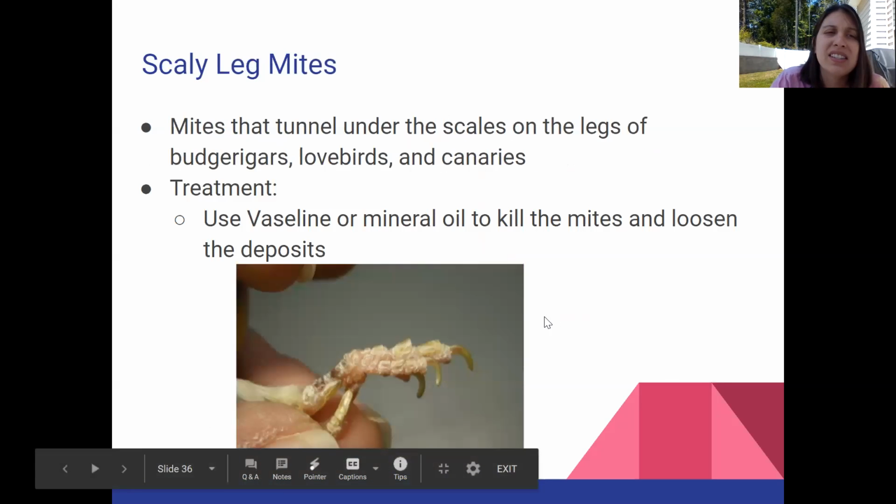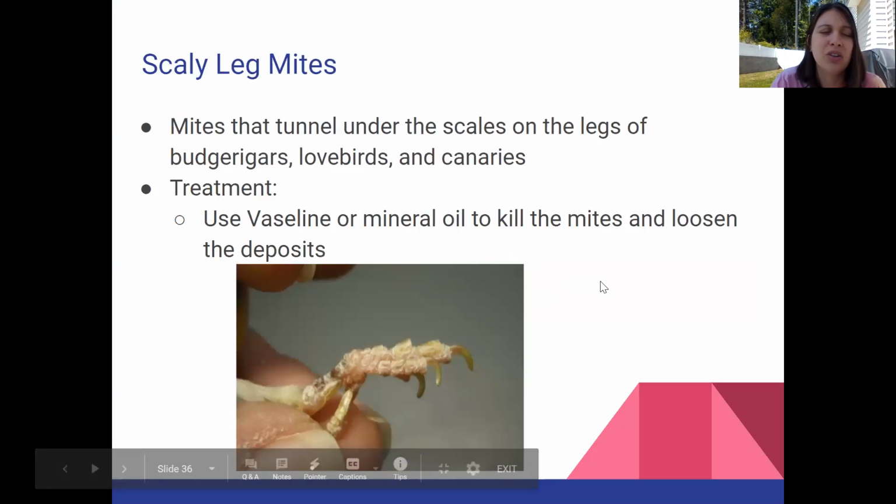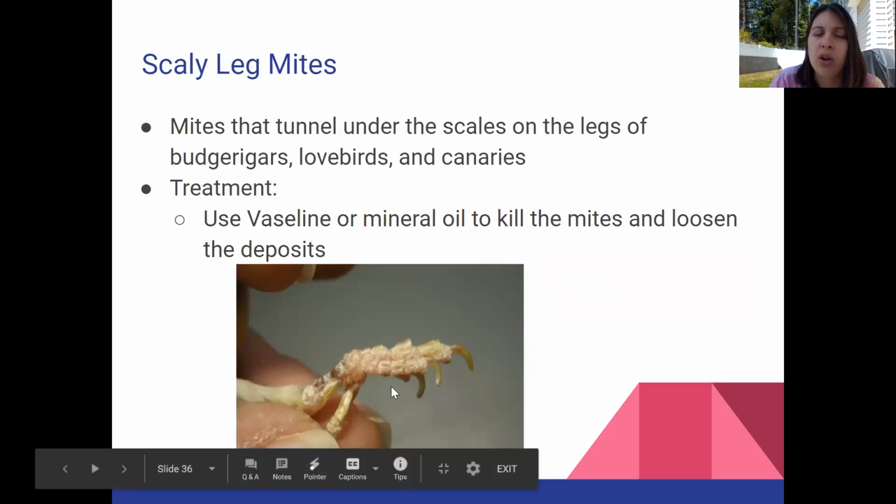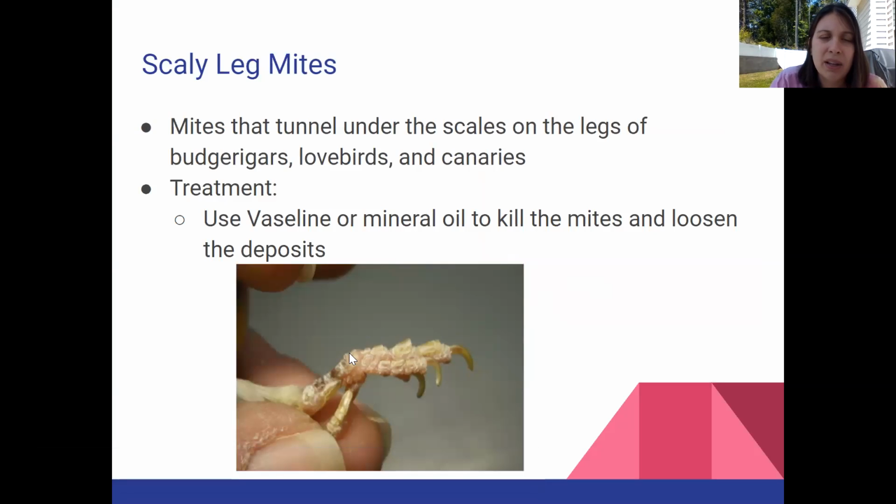And birds can also get scaly leg mites. They're different than the feather mites and the red mites because they live on the bird's leg. A bird with scaly leg mites, the way the mites live is they burrow under the scales on the bird's feet. Pretty gross.